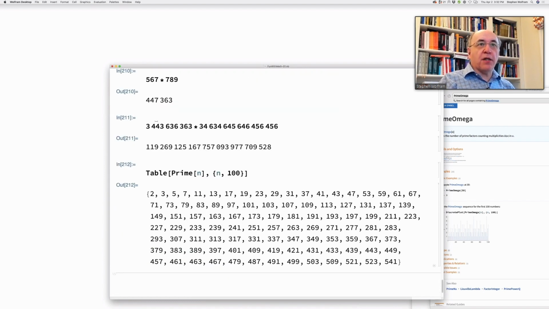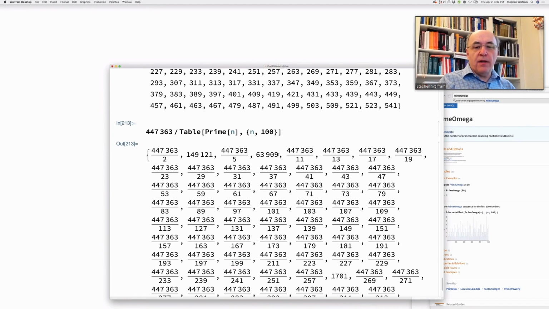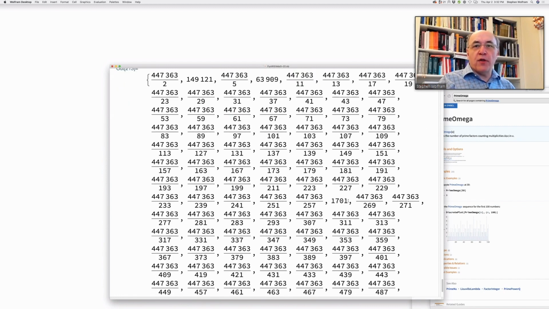Then we could take this number and divide it by all of those primes. Whenever the result is a whole number, it says that that prime goes into that number. In other words, that number is divisible by that prime. What we're seeing here is a few of the primes that number is divisible by. Most of the time it isn't.